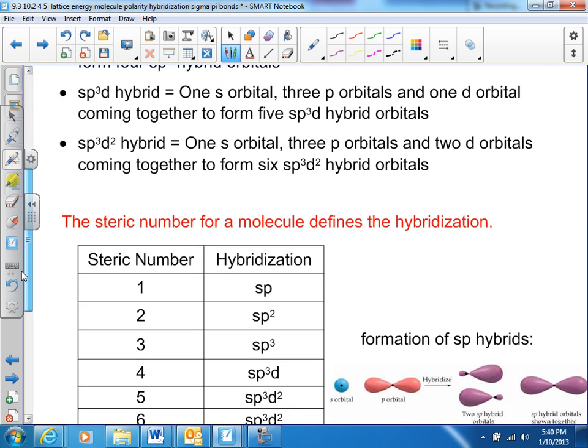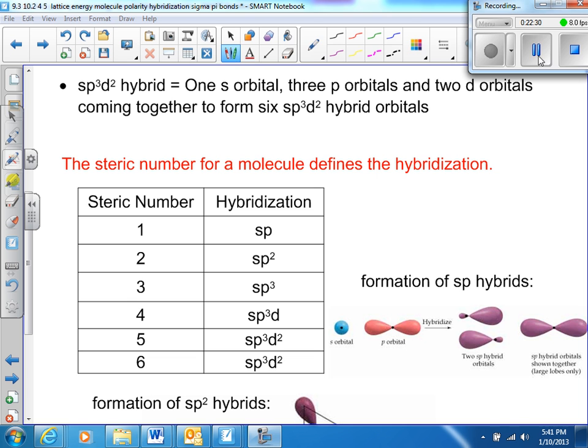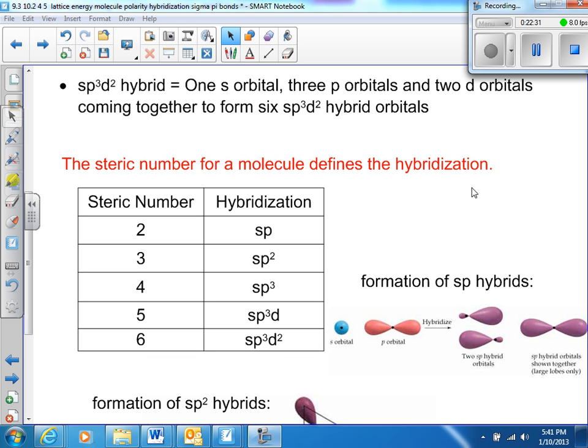Okay, if you're trying to figure out what your hybrid orbitals are, all you need to do is find out what your steric number is. Your steric number tells you your hybridization, and that's what you must memorize. It hopefully is quite easy, but steric number 1, oh, hold on a second. When I was filling out that chart, I was thinking I had a problem there. Okay, here we go. Steric number 2 means you have sp hybridization.